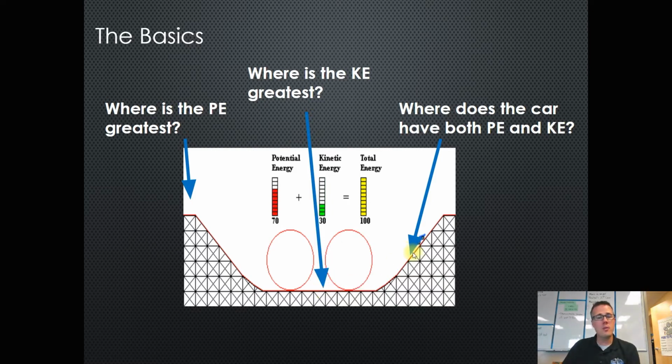And there are many places along the way where it has both. I pointed to the middle of this hill where it's starting to roll back up and getting potential energy again, but it's still moving, so it still has some kinetic. The point here is that it's never just one or the other, or at least it's usually not just one or the other. It's got both most of the time.